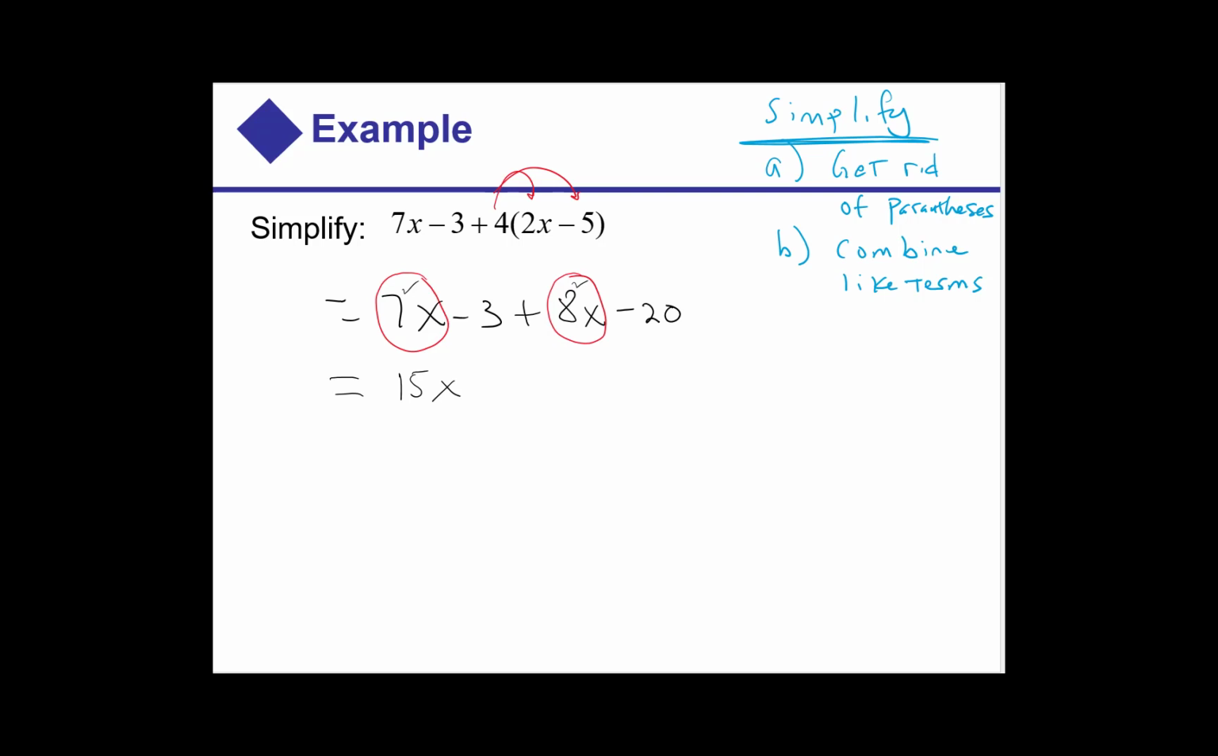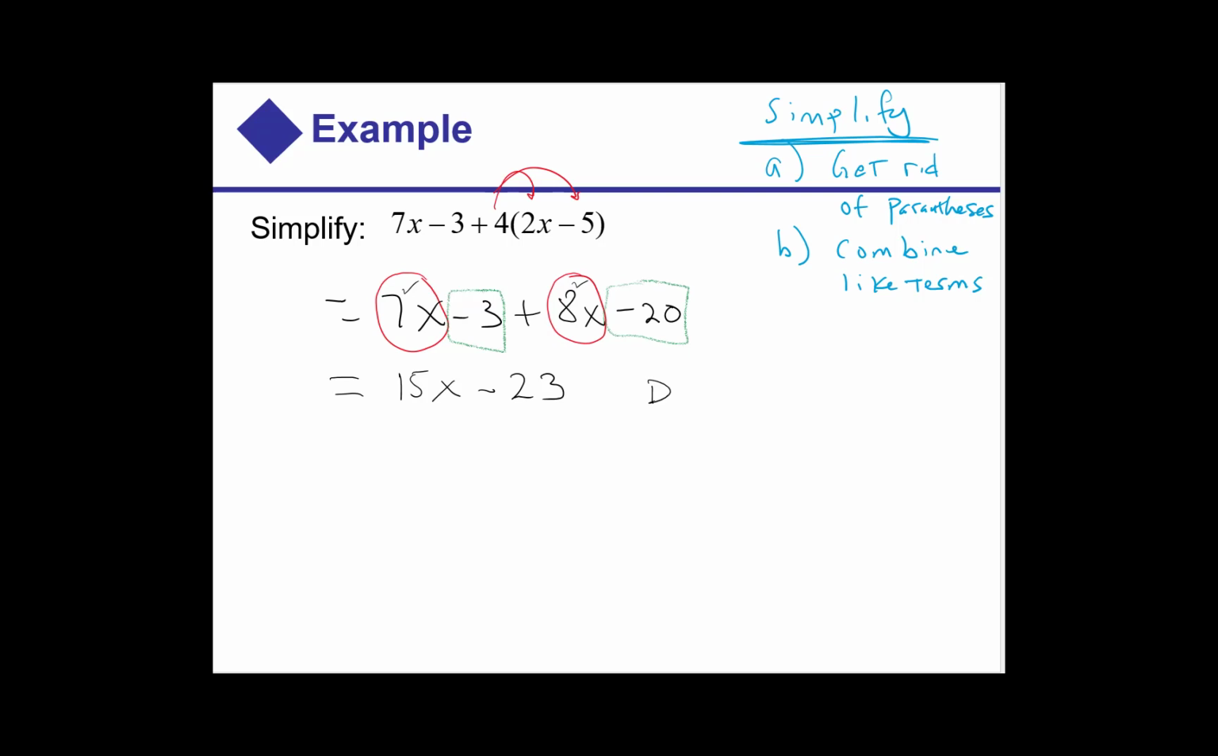But wait a minute. Look at the negative 3. That's just a constant number. Just a number. And the negative 20, that also is just a number. Now, like terms have to have the exact same variable parts. Well, both of the green boxes have no variables. That's exactly the same. They're both like terms. So the numbers, we can treat them like terms and combine them as well. A negative 3 combined with a negative 20 makes a negative 23.